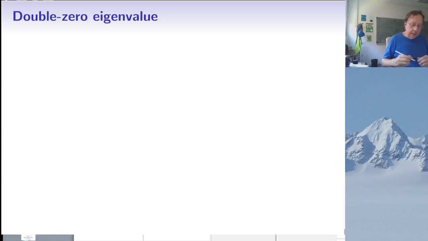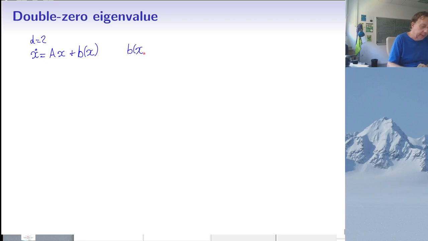Alright, so I want to finish with a last example, which is an example involving a double zero eigenvalue. So now let me again look at dimension 2, and x dot is equal to something of the form A times x plus b of x, with b of order x squared. But now I assume that A has two eigenvalues equal to zero. And then there are two subcases. So we can compute the Jordan normal form of A, and it can be diagonal or not. And actually the simpler case is when A is not diagonal, so it has the form 0, 1, 0, 0.